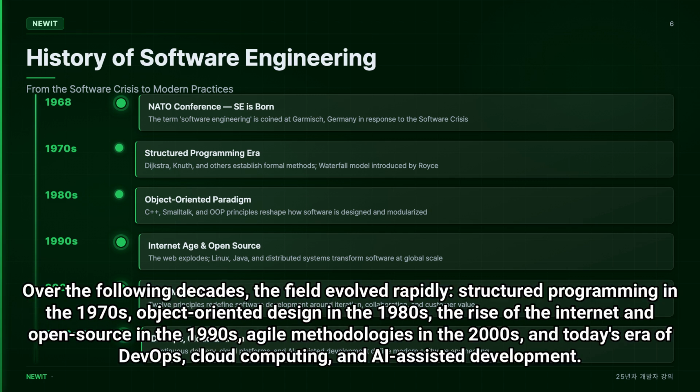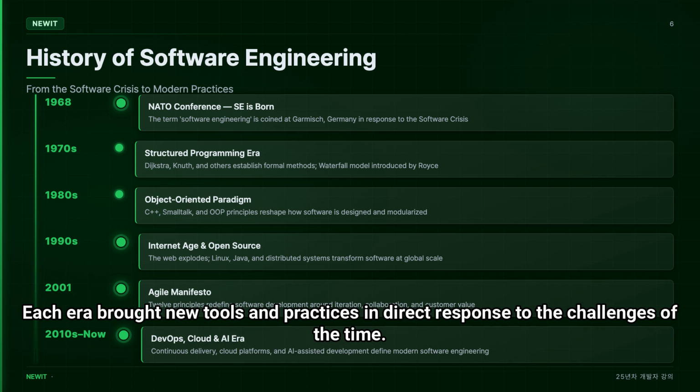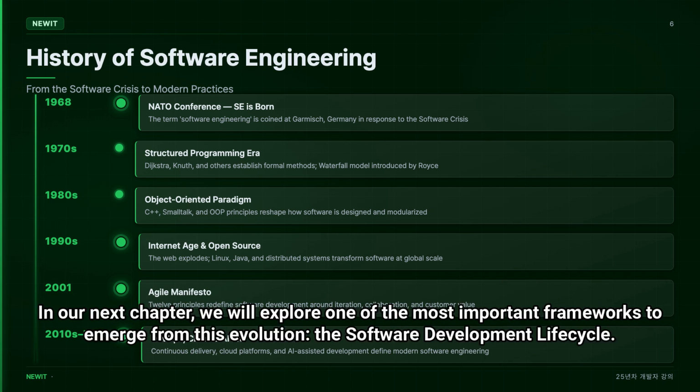Over the following decades, the field evolved rapidly. Structured programming in the 1970s, object-oriented design in the 1980s, the rise of the internet and open source in the 1990s, agile methodologies in the 2000s, and today's era of DevOps, cloud computing, and AI-assisted development. Each era brought new tools and practices in direct response to the challenges of the time. In our next chapter, we will explore one of the most important frameworks to emerge from this evolution, the software development lifecycle.